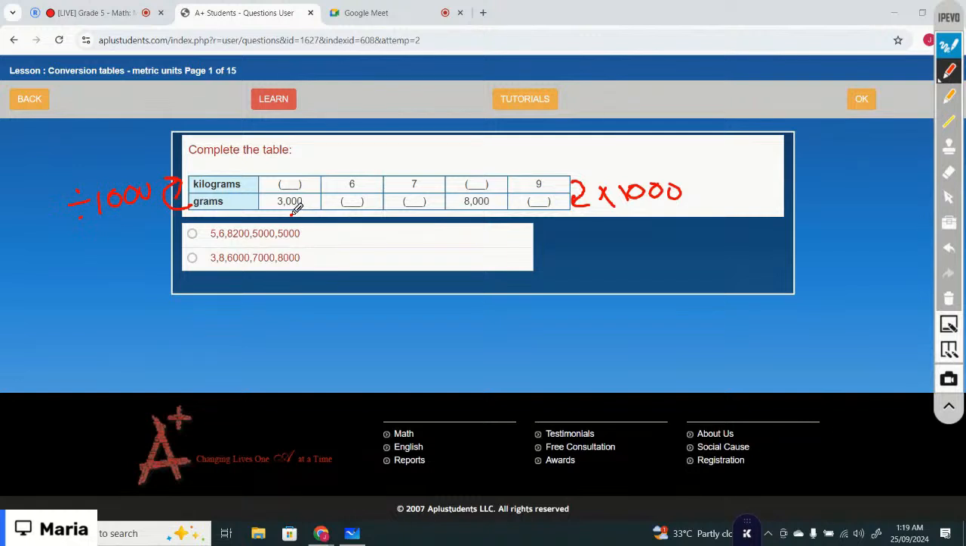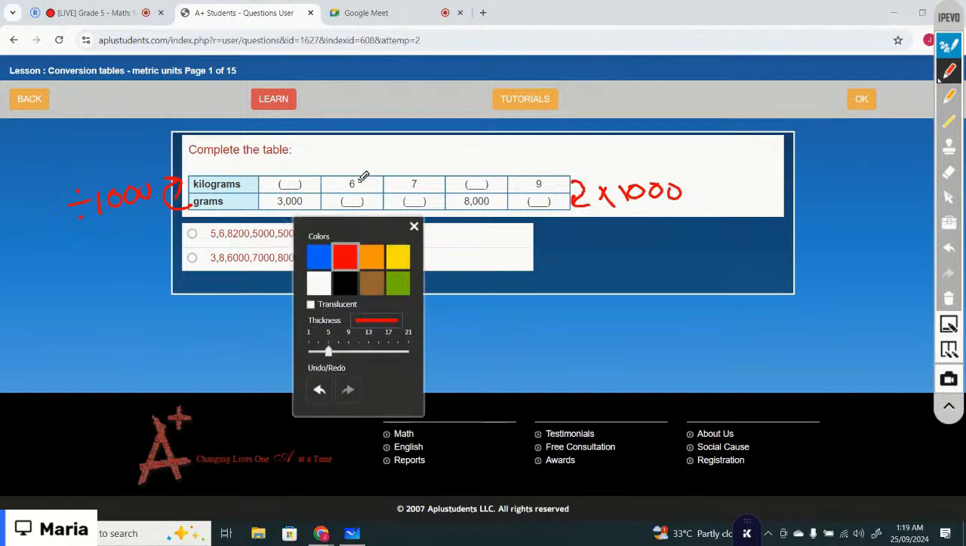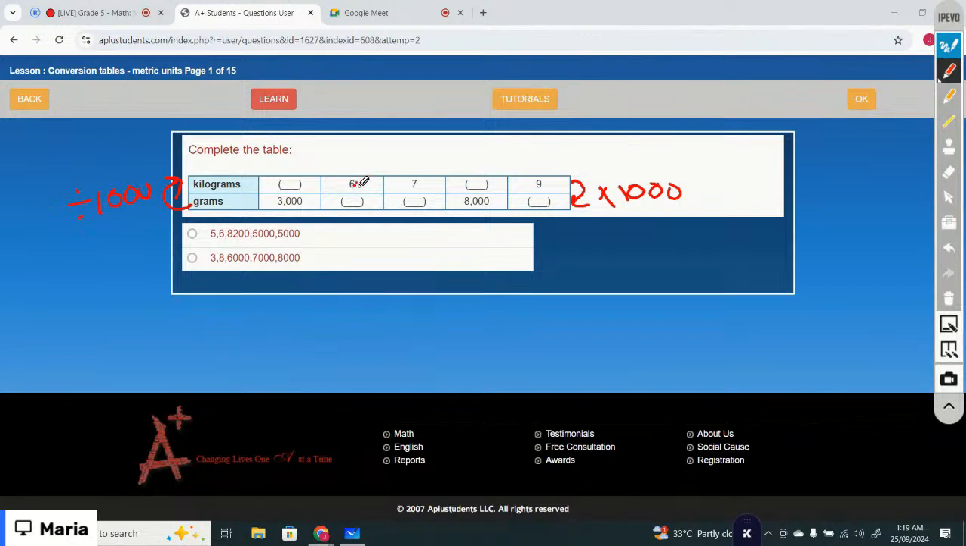So first convert from kilograms to grams. You have to do 6 times 1000, that is 6000, right? For 7, you have to do 7 times 1000, that is 7000. 9 times 1000, that is 9000, right? So here you have 6000, here you have 7000, and here you have 9000. For these, you have to divide them by 1000. So they are 3 and 8.